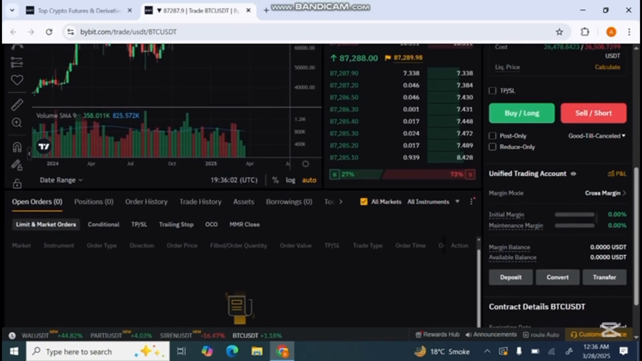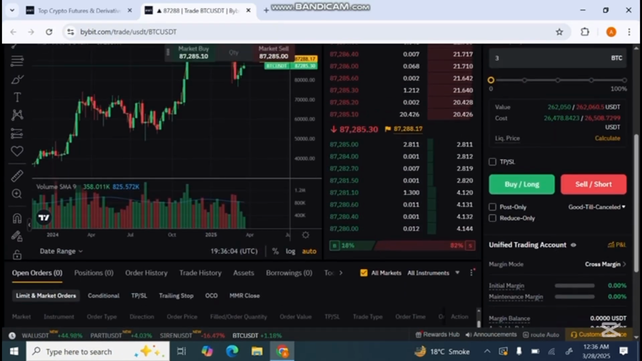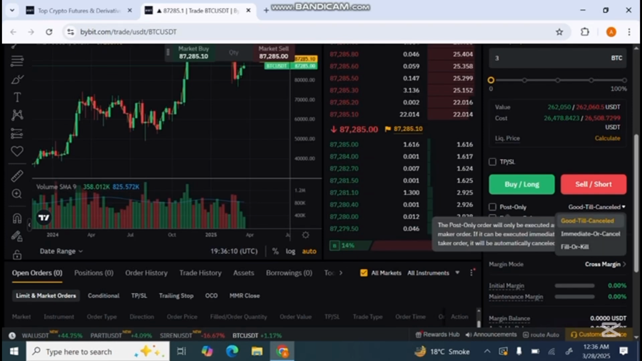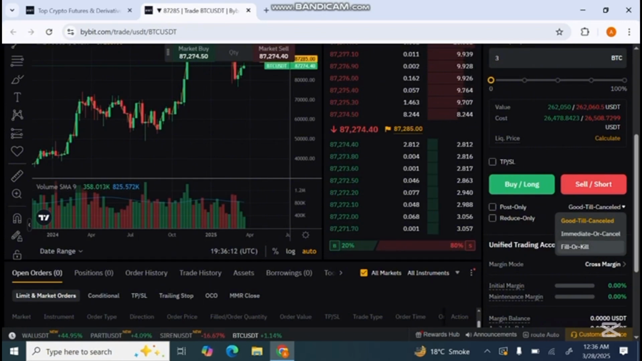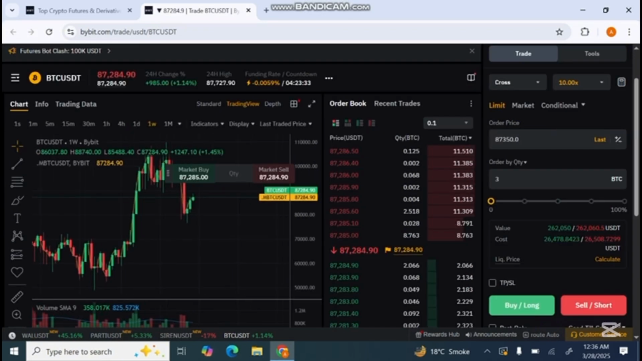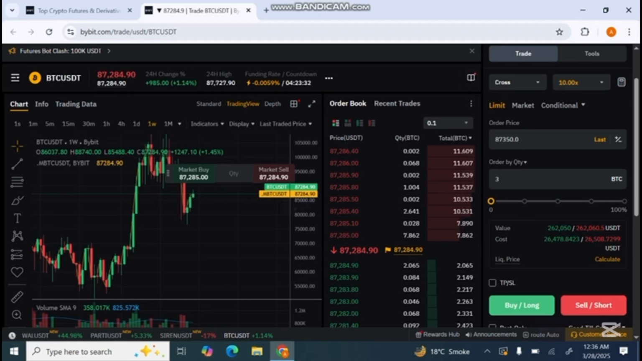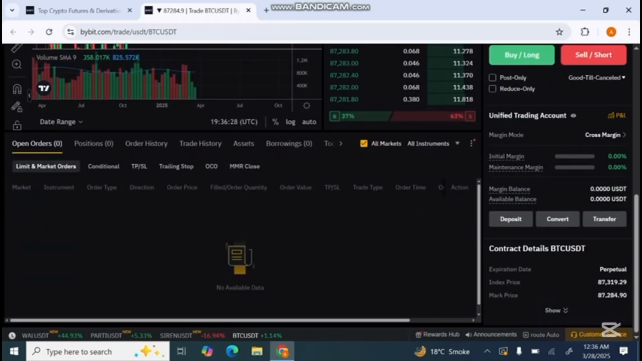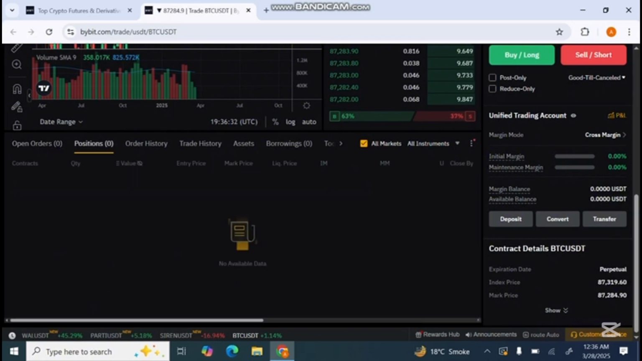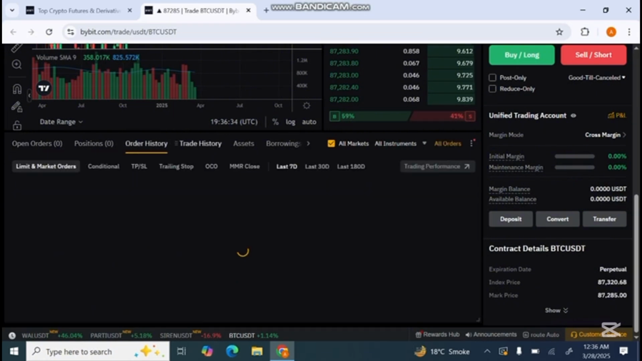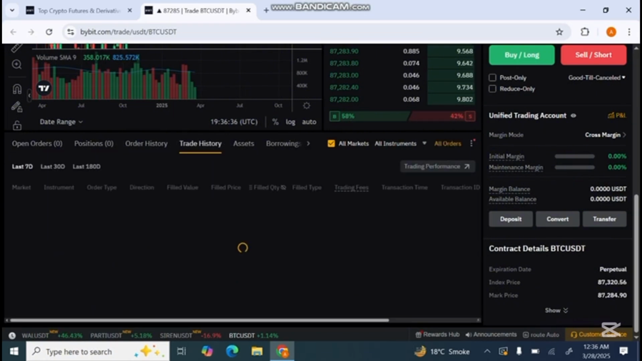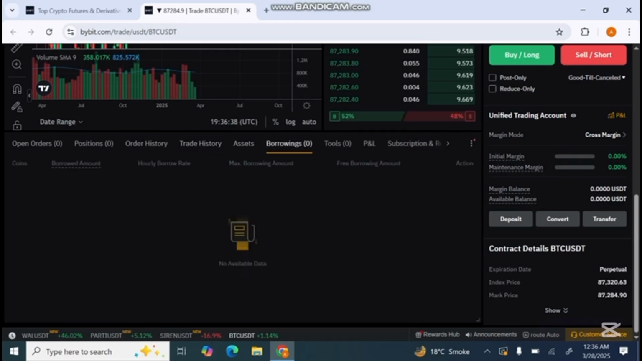And here you can see many more options. Post only, reduce only. For post only you can select whether you want good till cancelled, immediate or cancel, or fill or kill. You can select any of these for post only. Whether you want to buy or sell, you can do that, and after that you click on confirm, and in the open orders you can see your order. Here you can also see the position, order history, trade history, assets and borrowing as well.